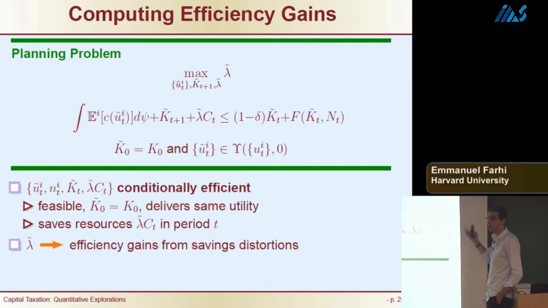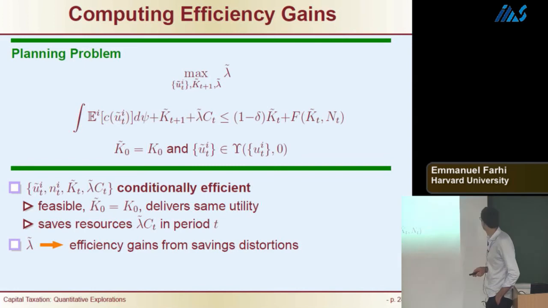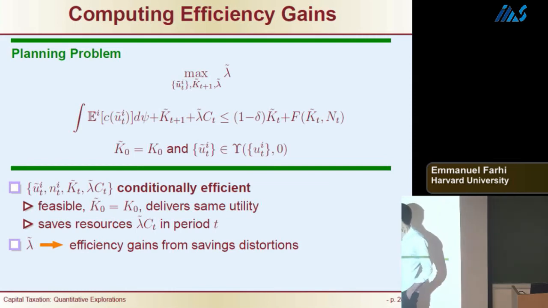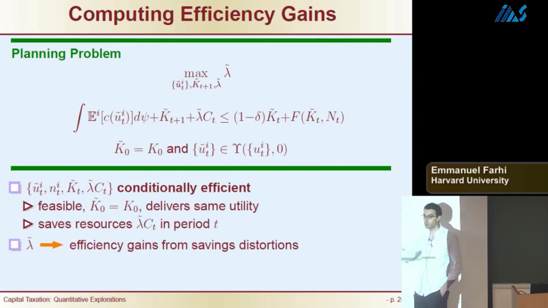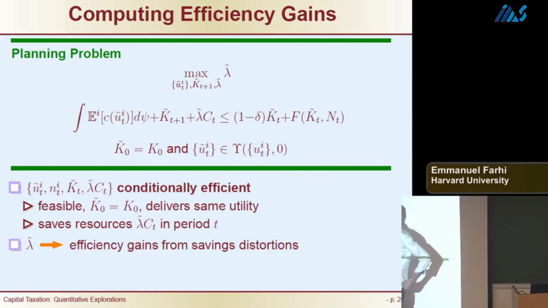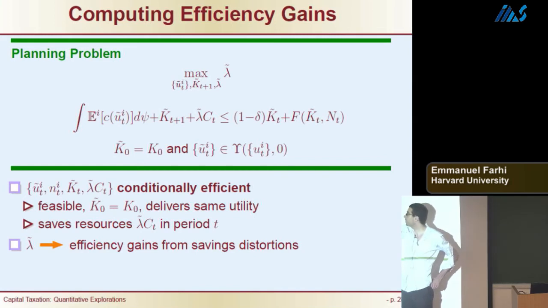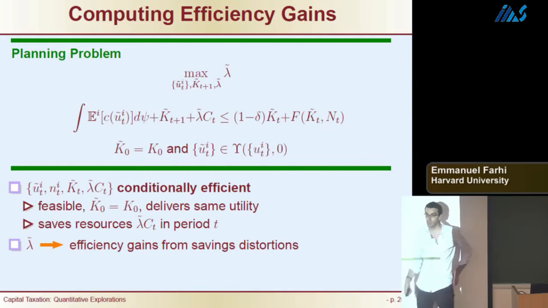We have our method, and we can build our little machine, and we have a simple planning problem. The planning problem is you start from a given allocation that's feasible, and you try to perturb it. So U tilde has to be in the set of perturbed allocations from the initial allocation. The only thing you can do is these parallel perturbations. You have to have the same initial capital stock, and in every period, you have to save an amount of resources that's proportional to the initial consumption allocation. And lambda tilde, which is what you're trying to maximize, is the measure of efficiency gains.